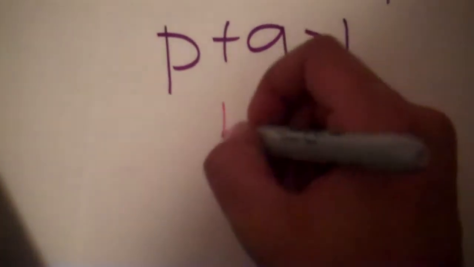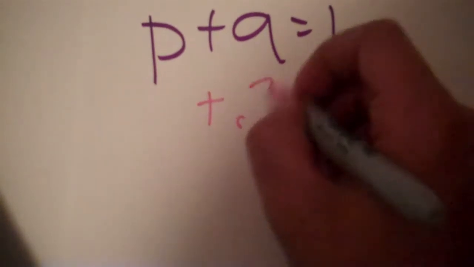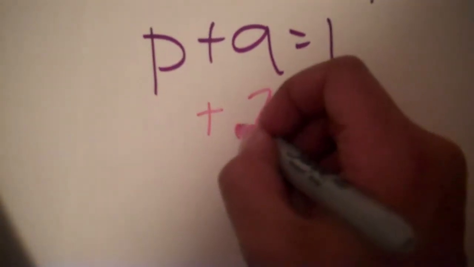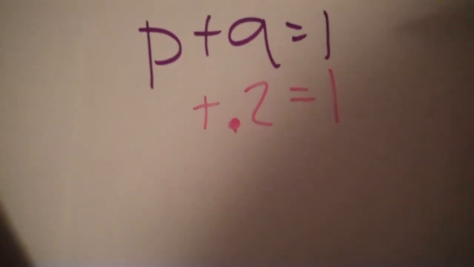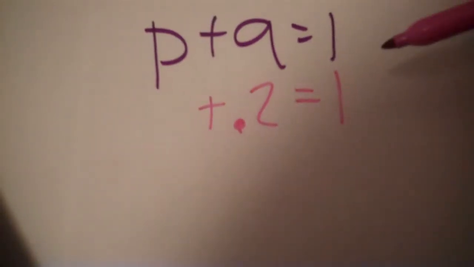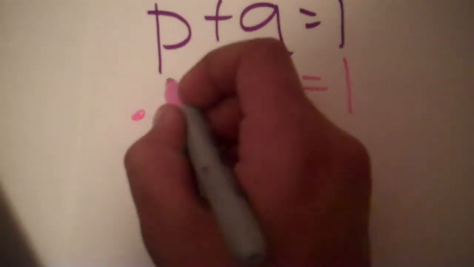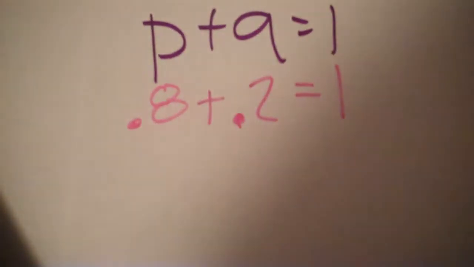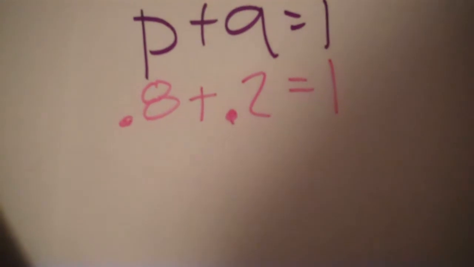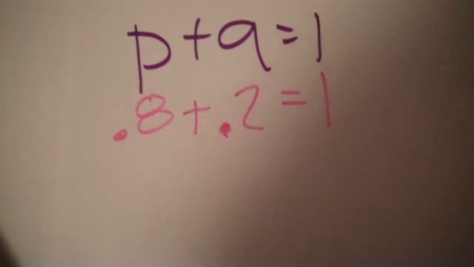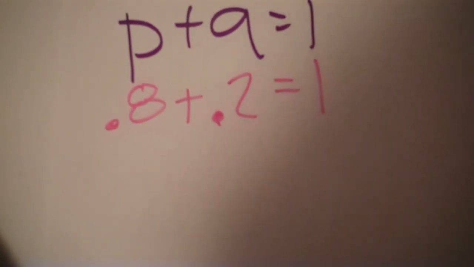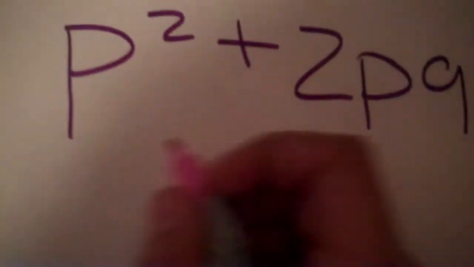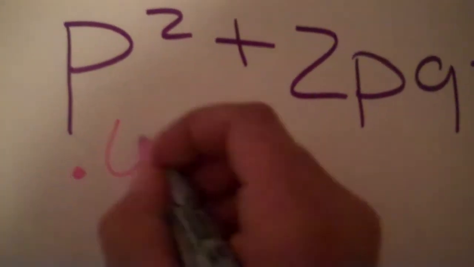So you can plug that in down here and put 0.2 plus p equal to 1. And then you know the value of p right away because 0.2 plus something has to be equal to 1, and that something would be 0.8. So 0.8 plus 0.2 is equal to 1. And then because the value of p is 0.8, you can figure out what p squared is because 0.8 times 0.8 is 0.64. So that is the value of p squared. So you can plug that in under there.